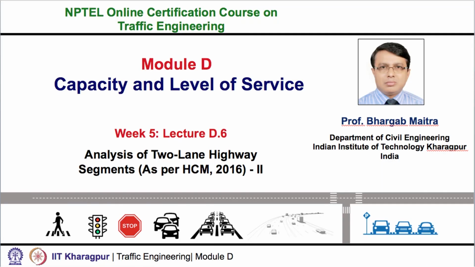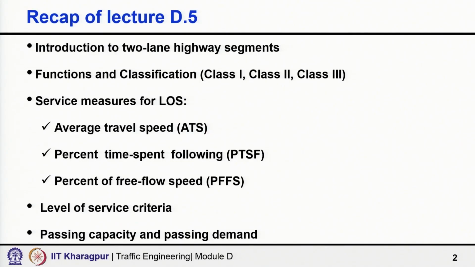Welcome to Module D, Lecture 6. In this lecture also we shall continue our discussion about analysis of two-lane highway segments as per Highway Capacity Manual 2016. In Lecture 5, I introduced to you the basic characteristics and uniqueness of two-lane highway segments as compared to other uninterrupted flow facilities, for example, multi-lane highways or freeway segments.